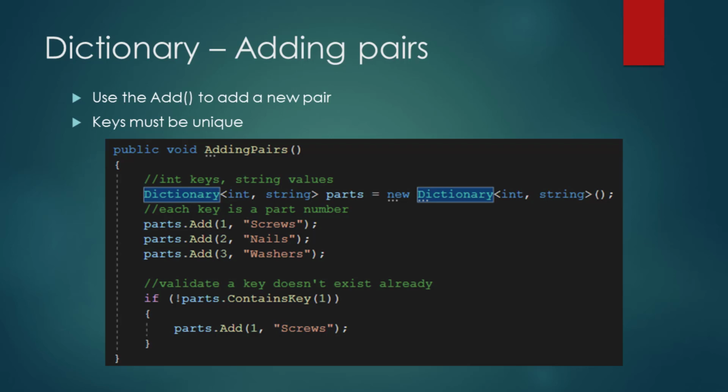However, when you're adding new pairs to a dictionary, we need to be sure that a pair with that specific key does not exist already. If it does, the application will break because keys must be unique within a dictionary. So we need to use a method called contains_key to check if a key already exists inside the dictionary. If it doesn't, then you can go ahead and add that key.